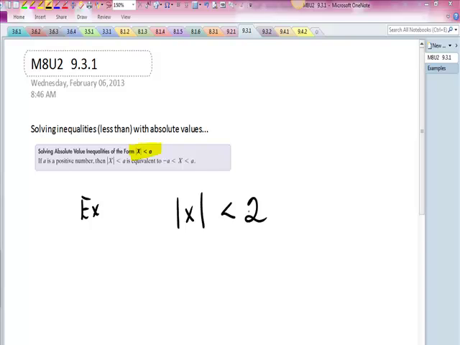The answers are infinite. Sorry about the dog coughing in the background. He's got a cough today.